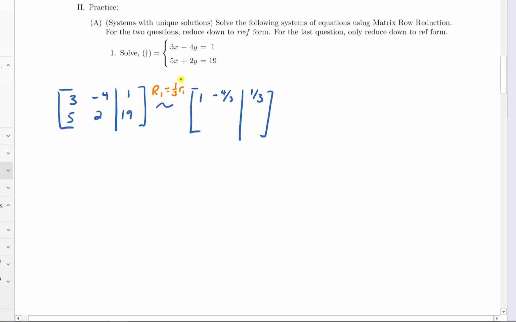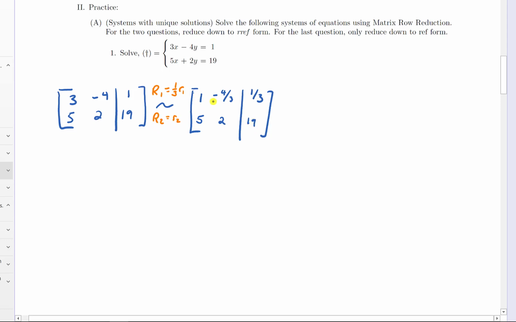Since I did nothing to row 2, I could just leave it alone, or if you really want to annotate it, you could say that my new row 2 is just my old row 2. So again, the new row 2 is just the old row 2, so I'm simply going to copy this line across. Usually if I'm not doing anything, I won't annotate it.